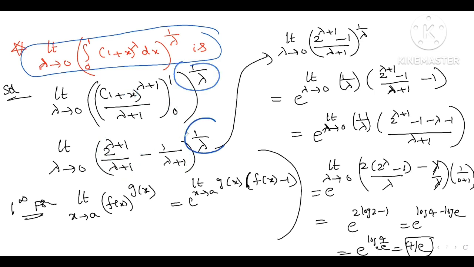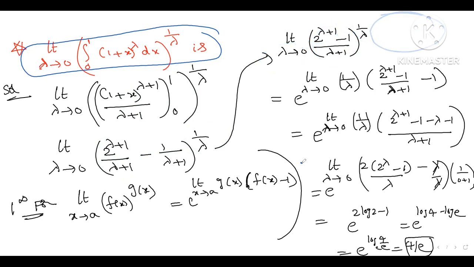The power here is 1 by lambda. So what is the LCM here? Lambda plus 1. We get the limit as lambda tends to 0 of (2 to the power lambda plus 1 minus 1 by lambda plus 1) to the power 1 by lambda. In the place of lambda write 0. This is a 1 to the power infinity form.